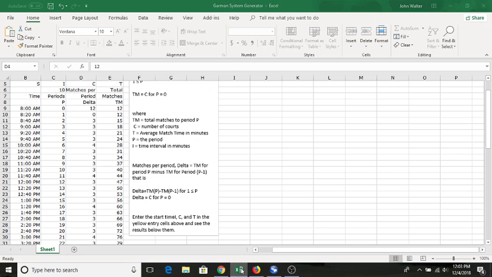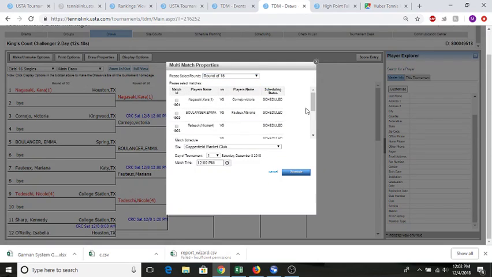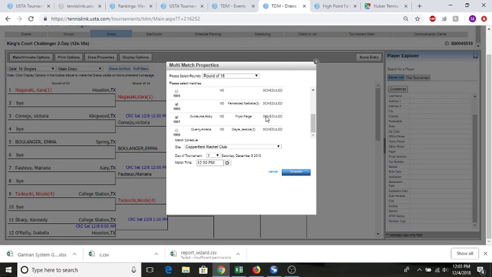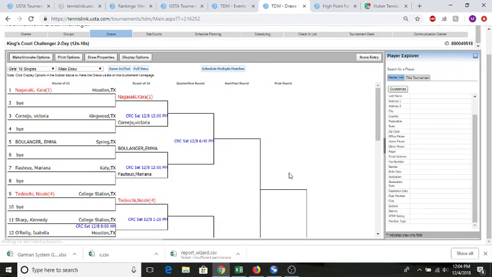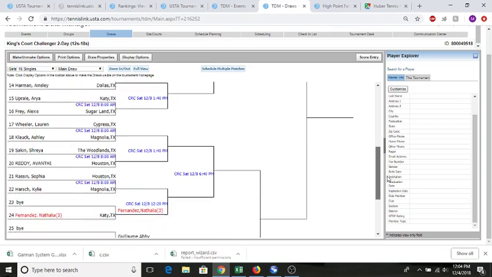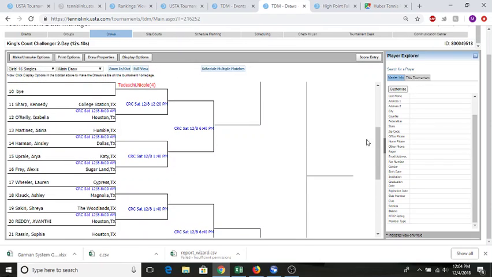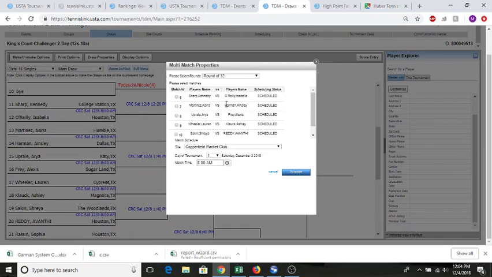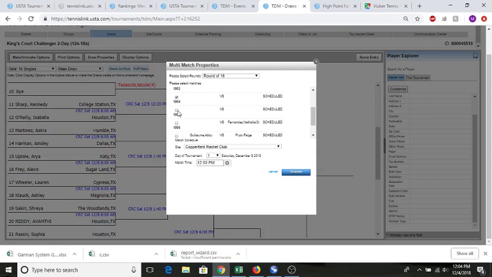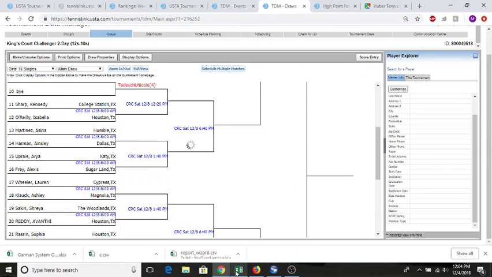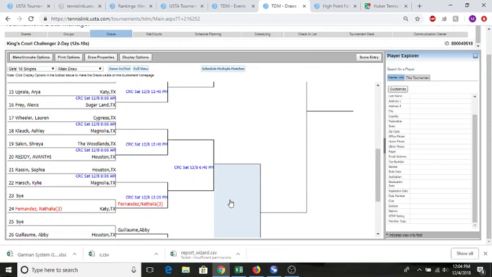After that, I have 12:20, 3 at 12:20. 1, 2, 3. After that, I have 3 at 12:40. Yep, looks good. Just those middle matches there. There's just 2 there. This is at 12:40. And I have a third match I can schedule at 12:40 according to Garmin, so that's what I'll do for my early consolation.